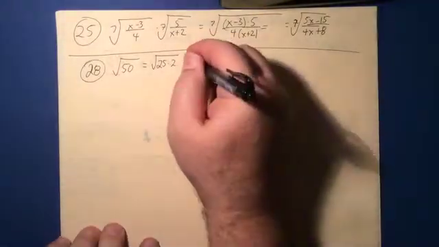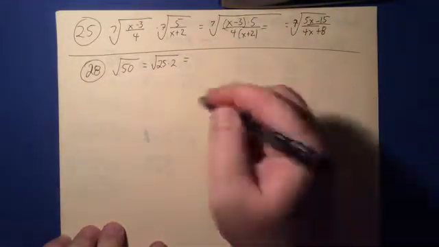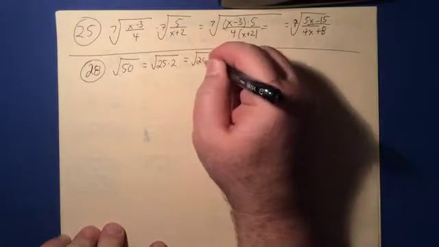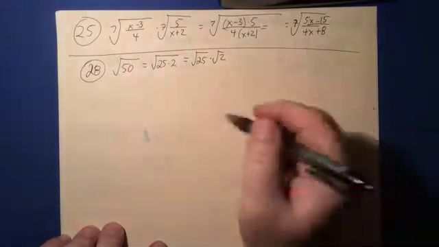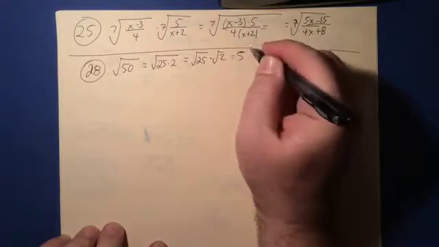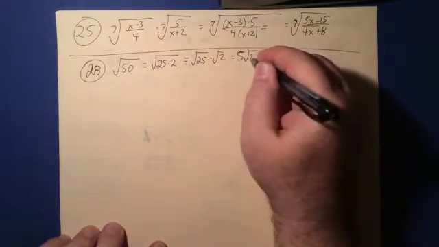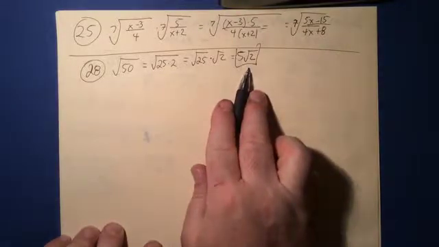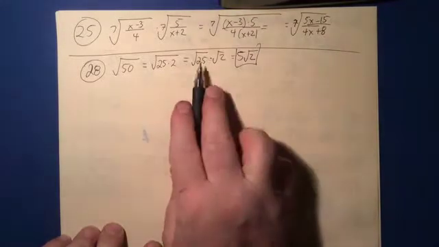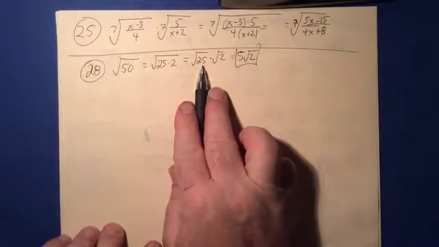So taking advantage of the property we learned earlier in the lesson, we can go ahead and write this as radical 25 times radical 2. Well, the square root of 25 is equal to 5. Radical 2 I can't simplify at all, so my final answer can be simplified in the form of 5 radical 2.